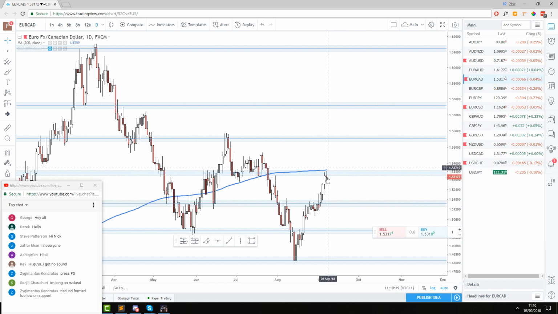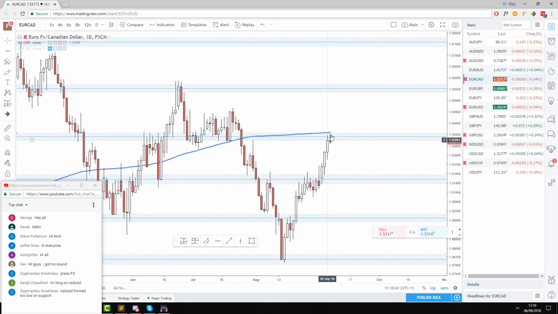EURCAD stalling out at resistance. This looks like it might give us a good short setup, although it is a very strong bullish trend, so it is risky. But one of the pros for this is the 200 moving average is lining up with my support area. So when you get these two lined up, it usually leads to a stronger overall setup. So this has good potential.